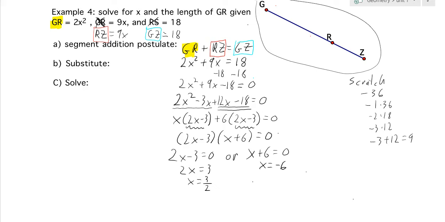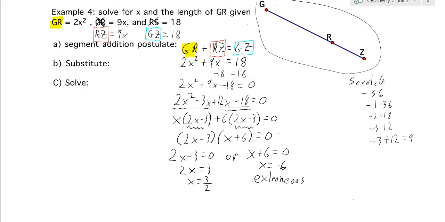If we plug in the negative 6 to RZ, we would have a length of negative 54. Lengths cannot be negative, so we know that this is an extraneous answer. It doesn't make sense for our problem. Since our length has to be positive, we have one more chance, 3/2. When we plug it into GR, we don't have any issue. When we plug it into RZ, again it's positive, so we don't have any issue.